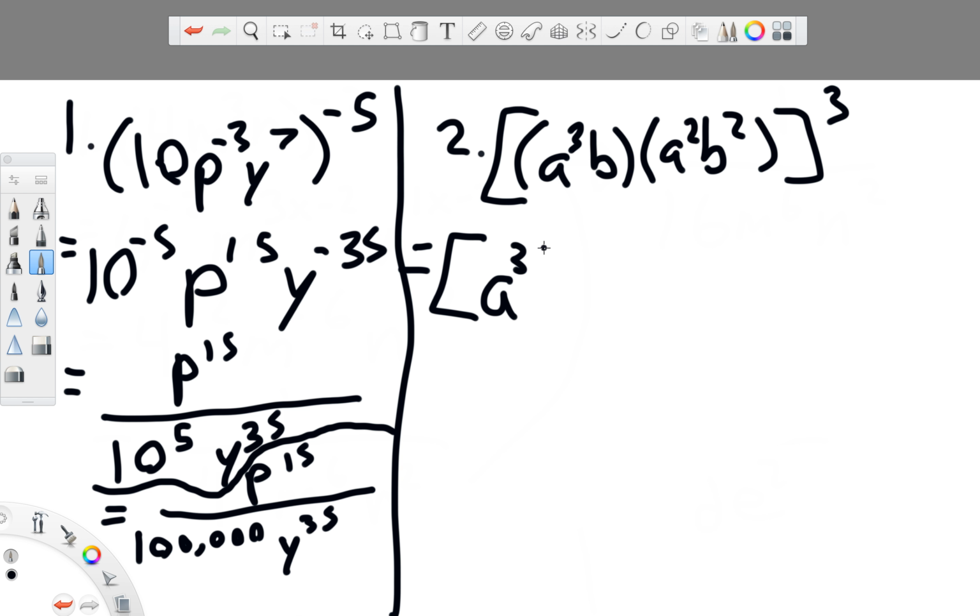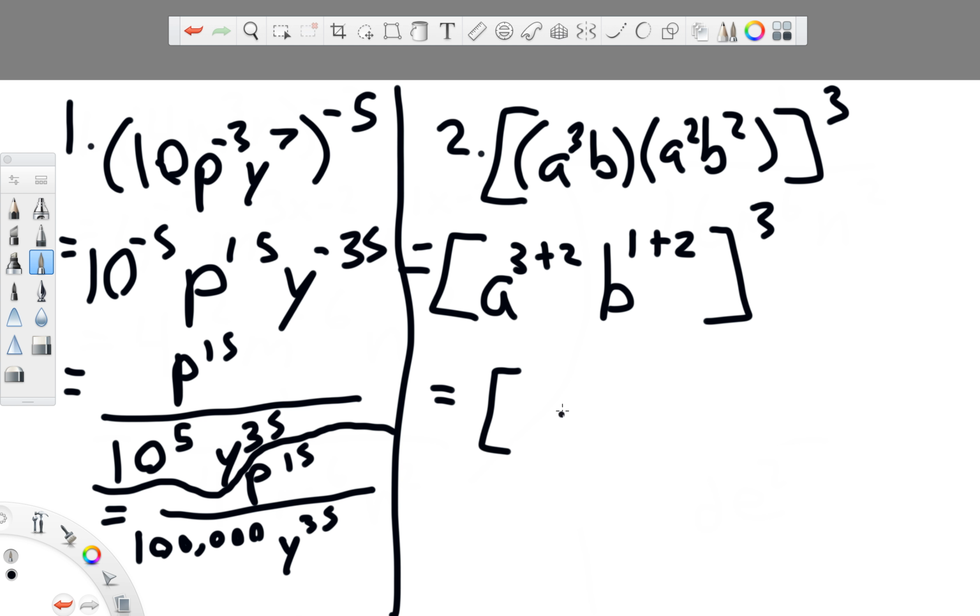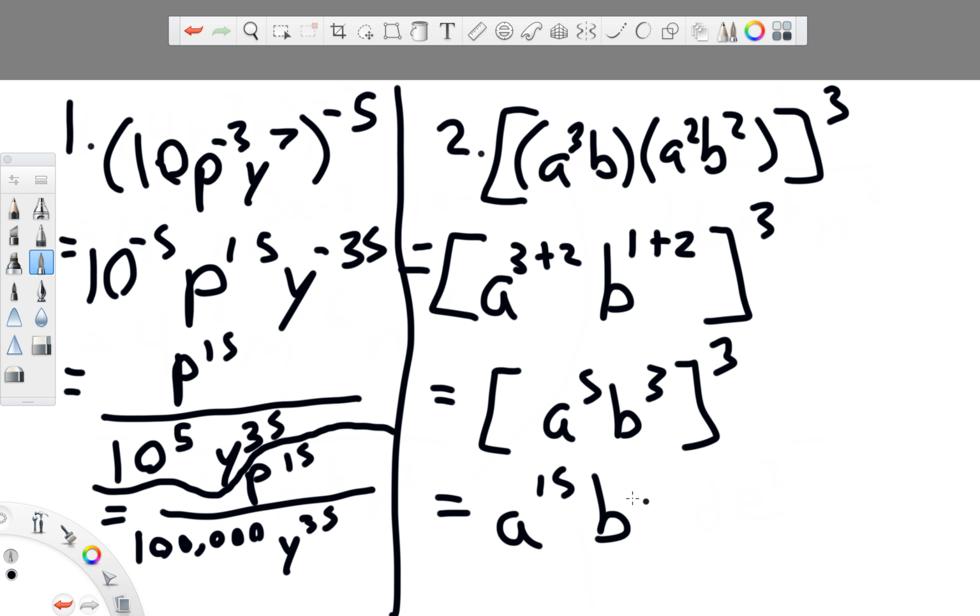So a to the power 3 plus 2, and then b to the power, technically it's a 1, so it's going to be 1 plus 2, to the power 3. Simplify that as a to the power 5, b to the power 3, to the exponent 3. And now we're just going to multiply out the exponents, so this is going to equal a to the power 15 multiplied by b to the power 9.